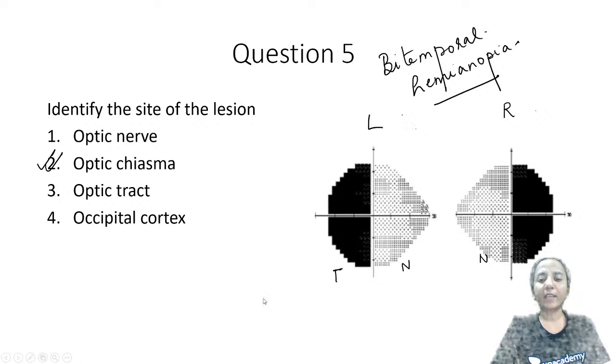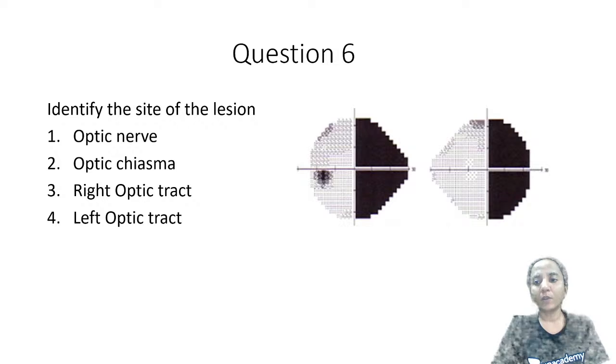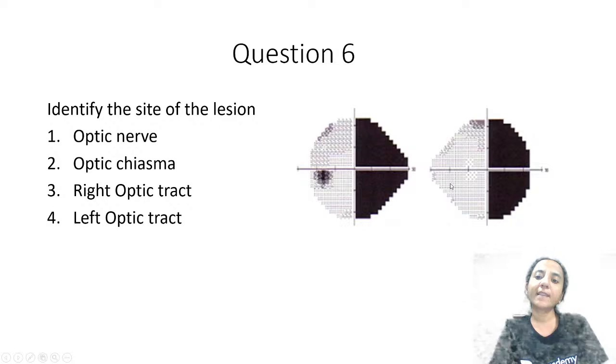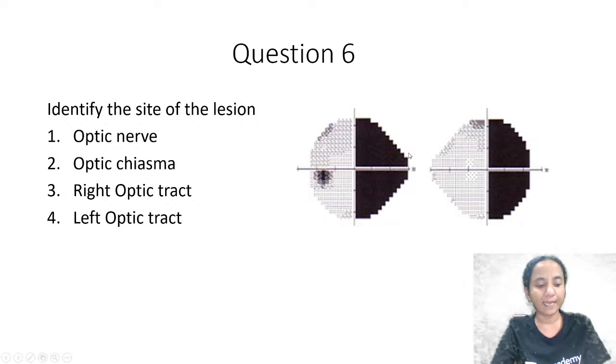Okay. Now, taking the opportunity of this question, I will show you a few more field defects. So now look at this. Look at this question. Identify the site of this lesion. So where is the site of lesion for this field defect? Is it the optic nerve? Is it the optic chiasma? Is it the right optic tract, or is it the left optic tract? So what will you say for this? Any idea what we should say? Will you be able to answer this question? What is this field defect?